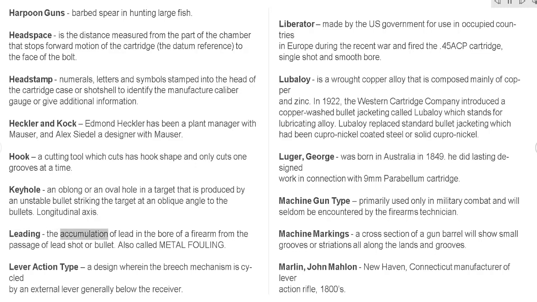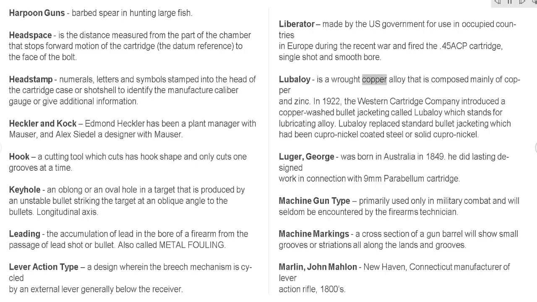Leading, the accumulation of lead in the bore of a firearm from the passage of lead shot or bullet. Also called metal fouling. Lever action type, a design wherein the breech mechanism is cycled by an external lever generally below the receiver. Liberator, made by the U.S. government for use in occupied countries in Europe during the recent war and fired the .45 ACP cartridge. Single shot and smooth bore.